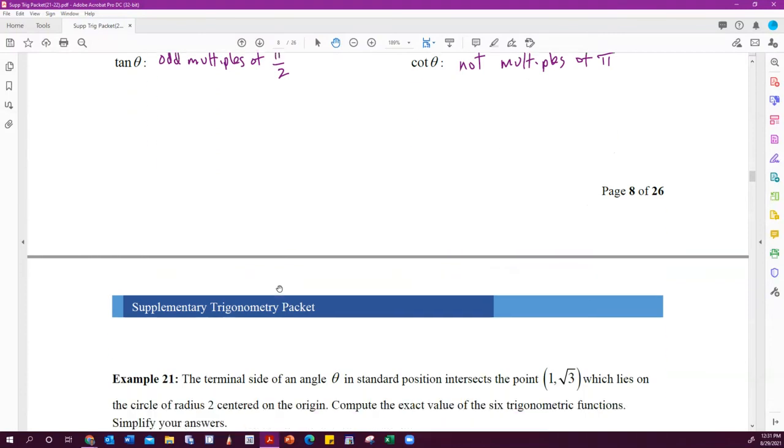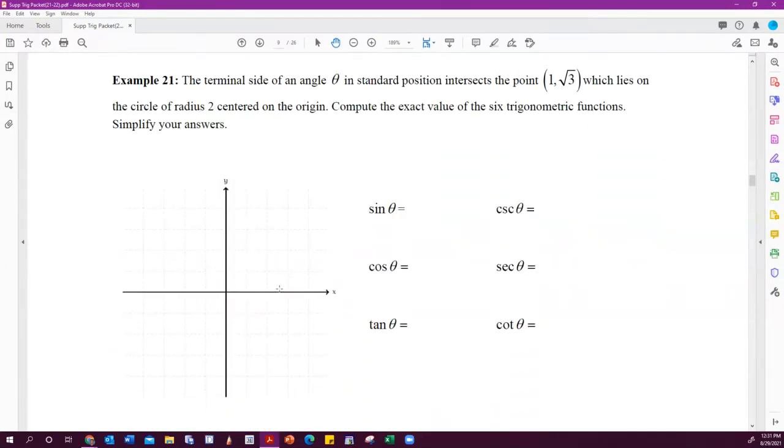Okay, extending this idea a little bit, let's try to do a problem with it now. The terminal side of an angle in standard position intersects the point 1 comma radical 3, which lies on a circle of radius 2. This is not a great drawing of a circle of radius 2, but close-ish. Okay. Find the exact value of the 6 trig values.